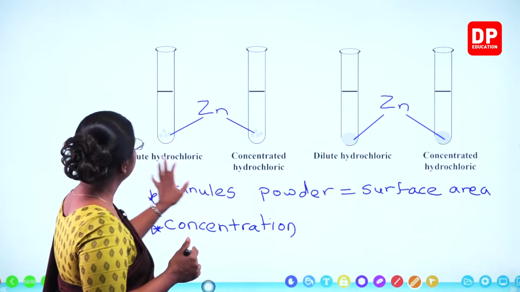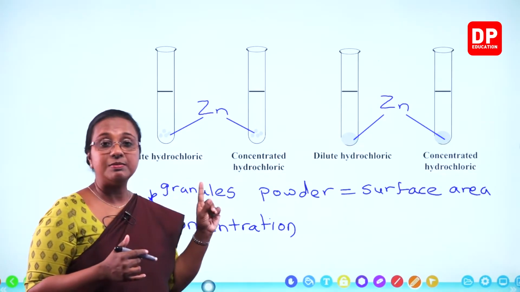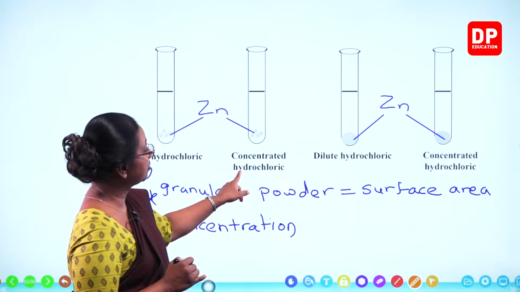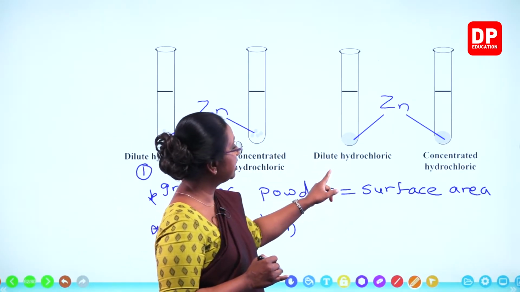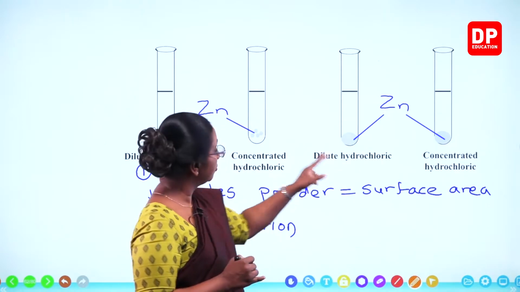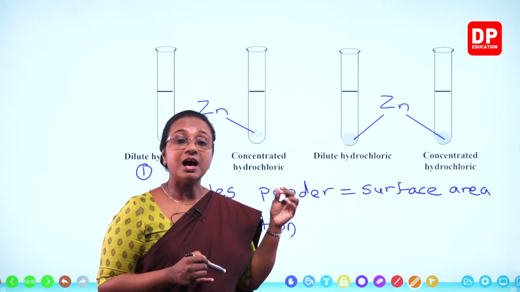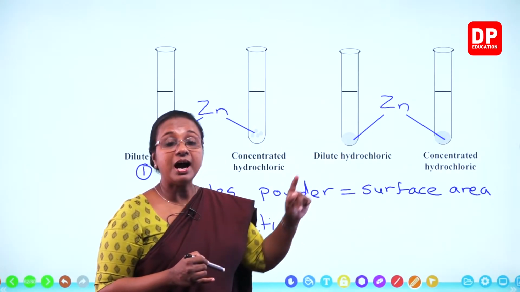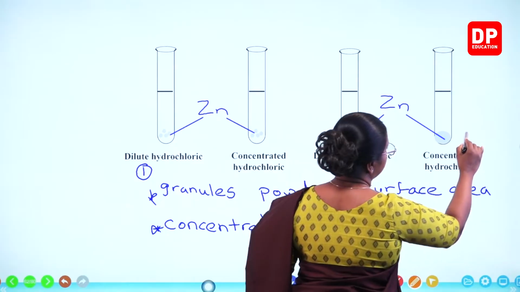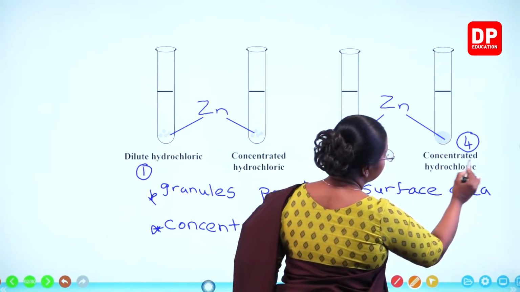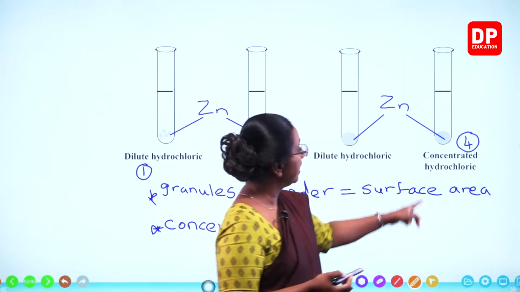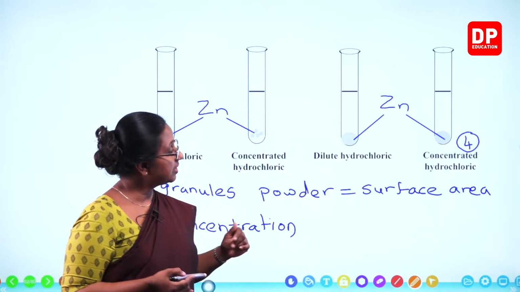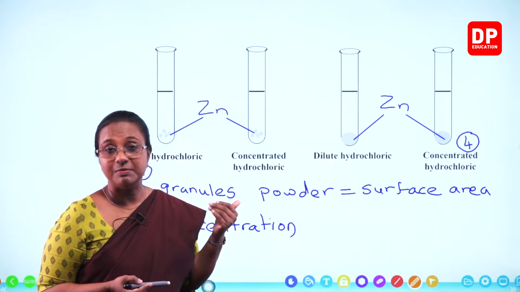If you compare all these, dilute hydrochloric acid with zinc granules will be the lowest reactivity. Then we have concentrated hydrochloric acid and granules, but dilute hydrochloric acid and zinc powder. Those two, depending on the concentration and how tiny the granules are, will have different rates of reaction. But the highest rate of reaction will be this one. Why? We have concentrated hydrochloric acid, concentration is high, and zinc powder, so that means the surface area is also high. So because of that, in the fourth one, the rate of reaction will be the highest.